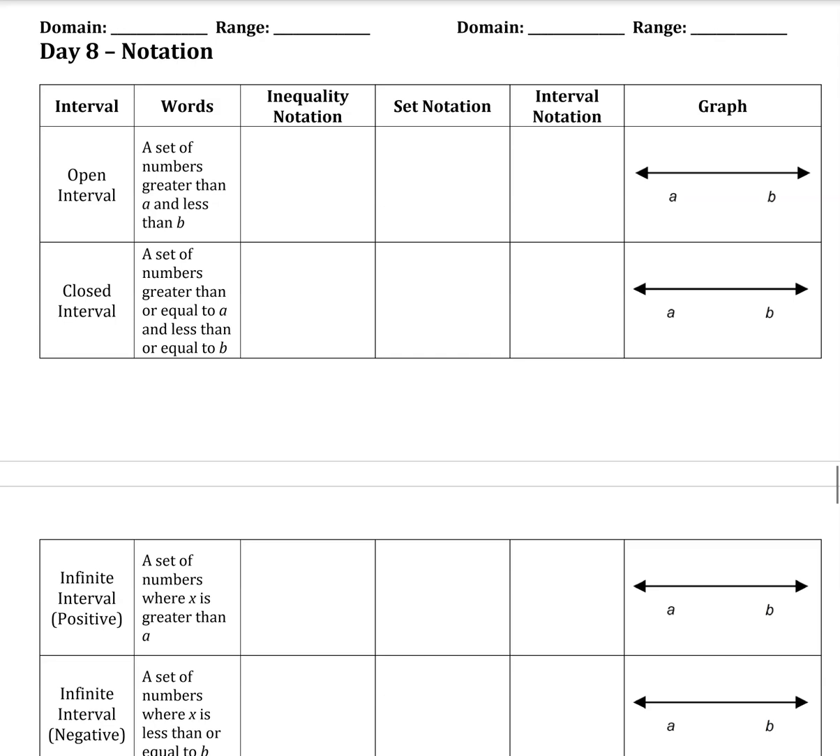So, all right. We're going to fill out this table that talks about all the different kinds of notation that you might see, and I'm going to be really honest with you on which ones are super important and which ones we probably don't use a whole lot, but it's good to know. So, when you have what's called an open interval, this means you have a set of numbers greater than A, less than B. Now, I know you're kind of like, I don't really understand what that means.